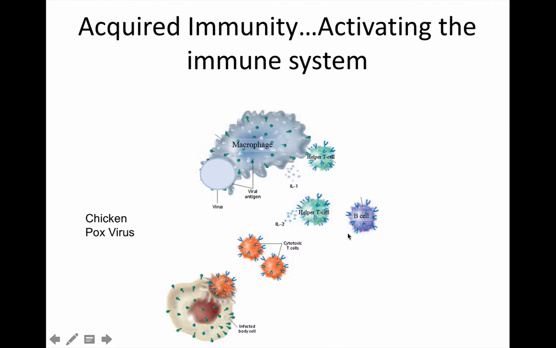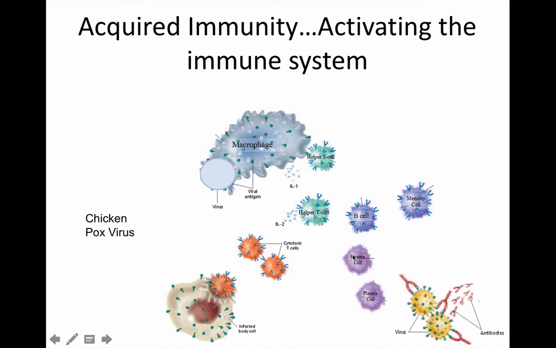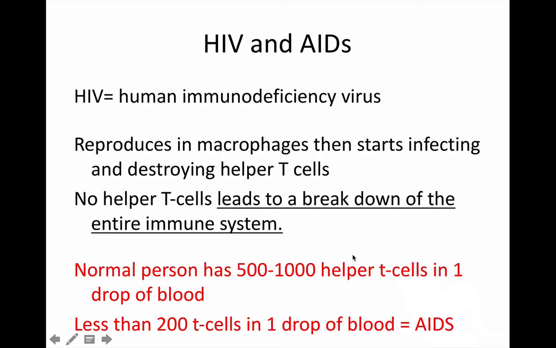And then you have the other side, and this, remember, is a cell-mediated response. Then you have the humoral response here. The interleukins, the chemicals, activate B cells to become memory cells, and plasma cells make antibodies.